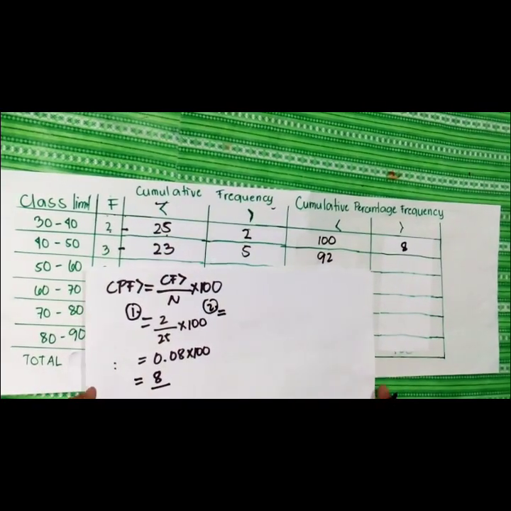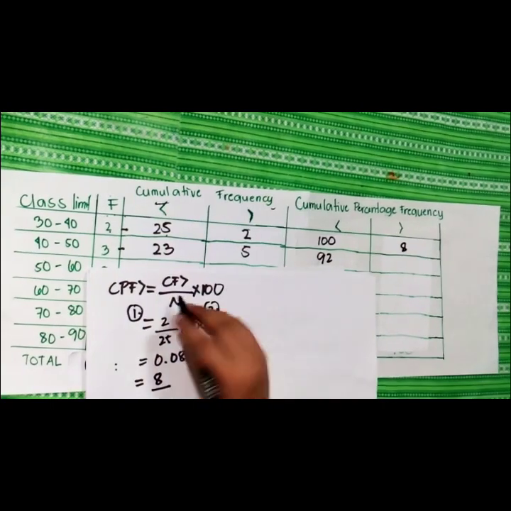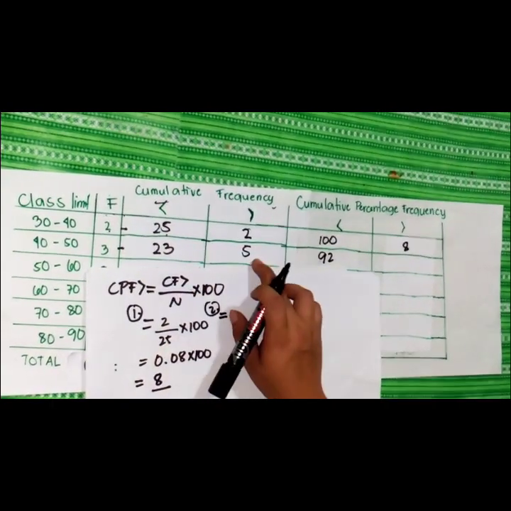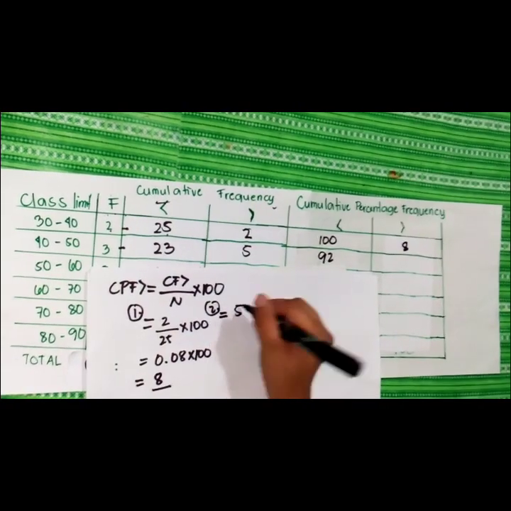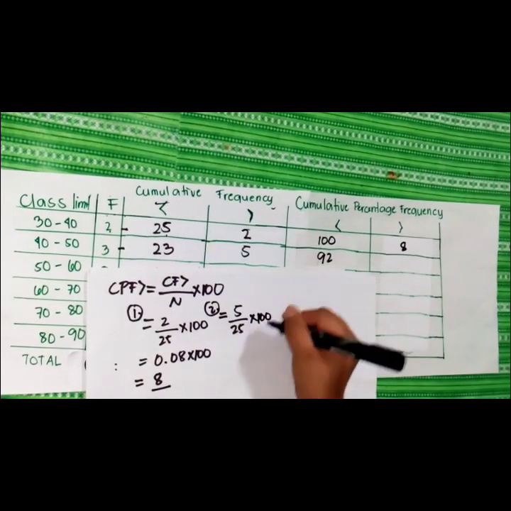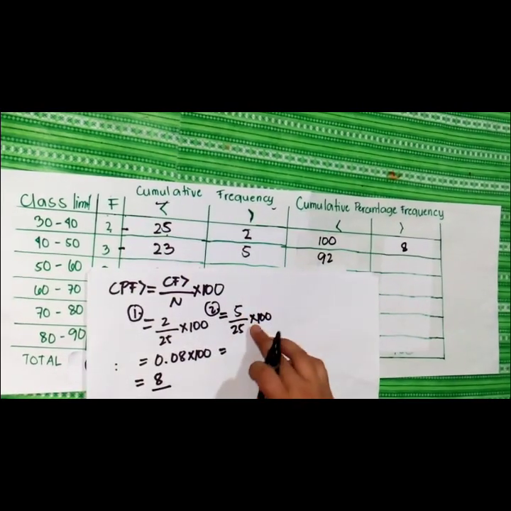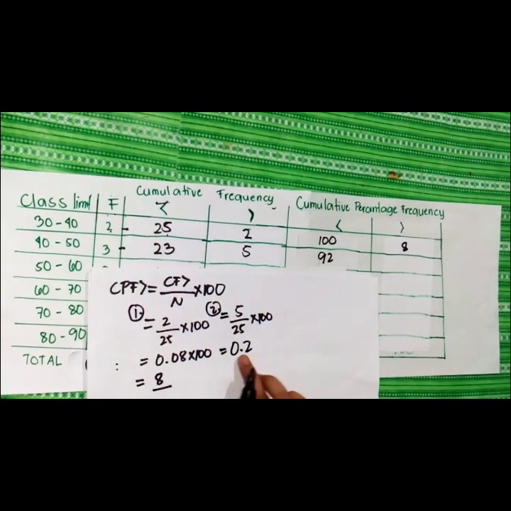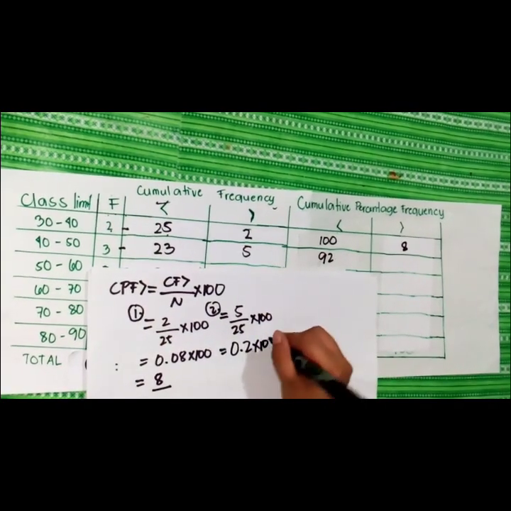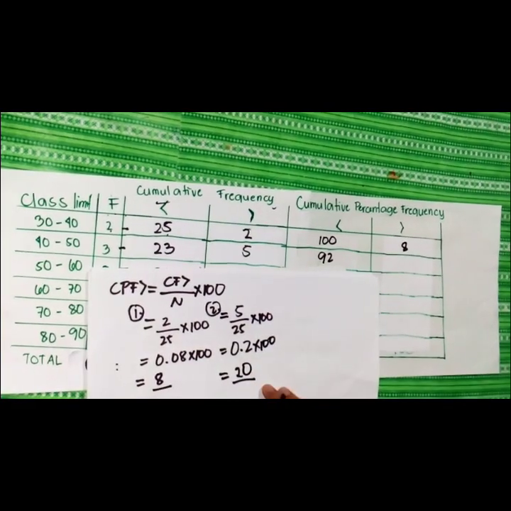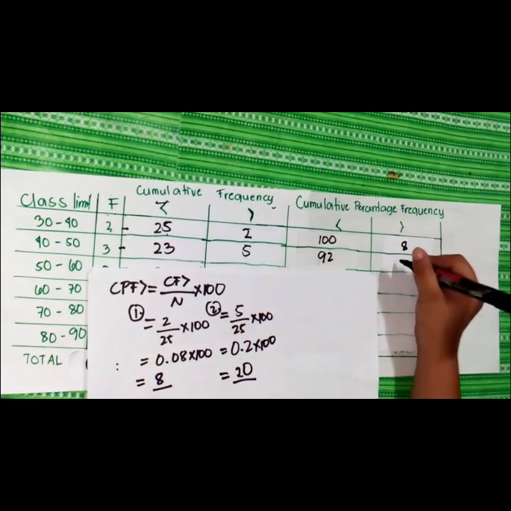So in our second row, we have a cumulative frequency greater than of 5. So we will write 5 here. So we have a number of cases of 25 times 100. So 5 divided by the number of cases 25 is equals to 0.2. And 0.2 times 100 is equals to 20. So this is our answer on the second row.